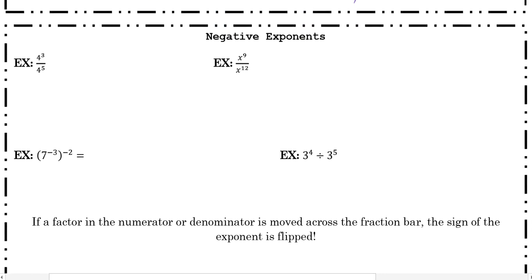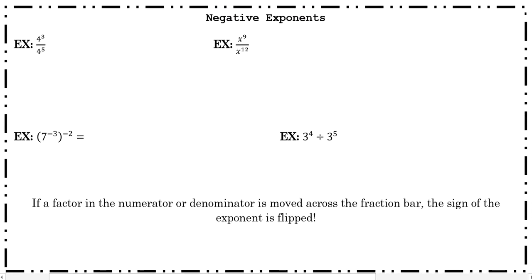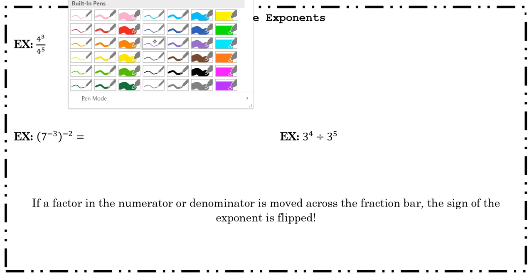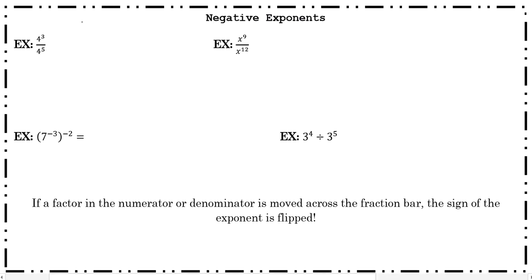Negative exponents sometimes can be a little challenging because we do have to do a little more conceptual work, but we'll start with just expanding it to help us see why what we're about to do actually does work. So 4 to the third power is 4 times 4 times 4. And then 4 to the fifth power is 4 times 4 times 4 times 4 times 4.